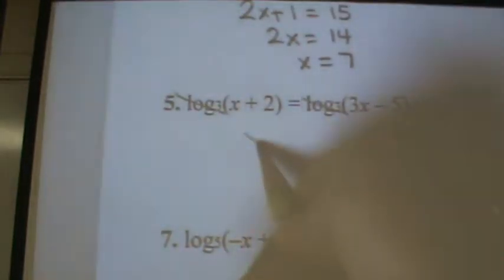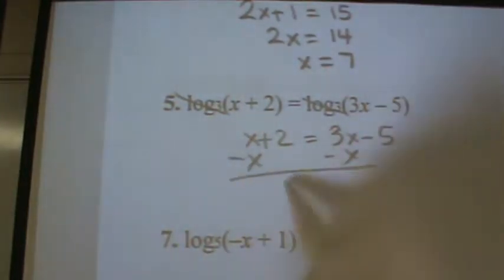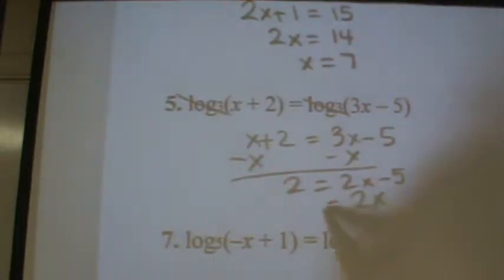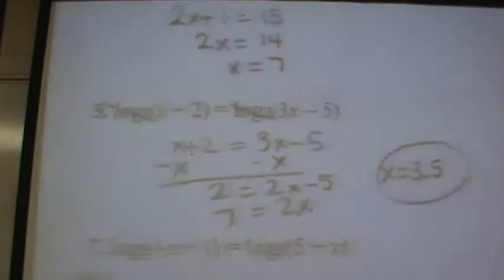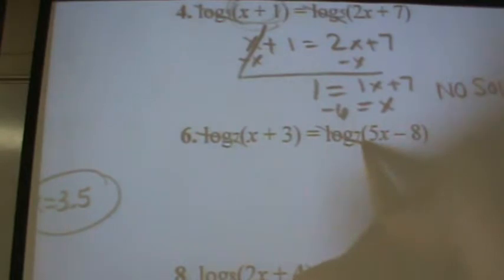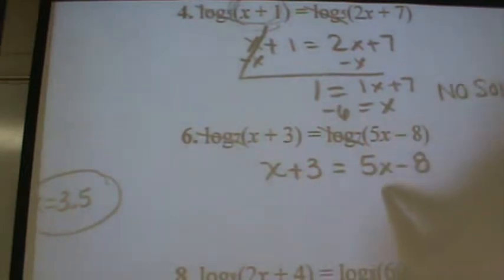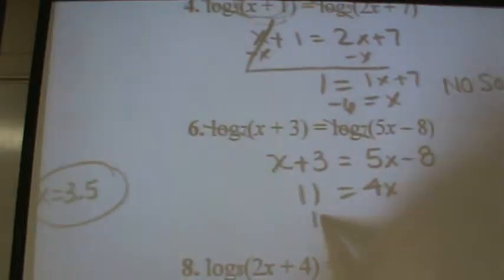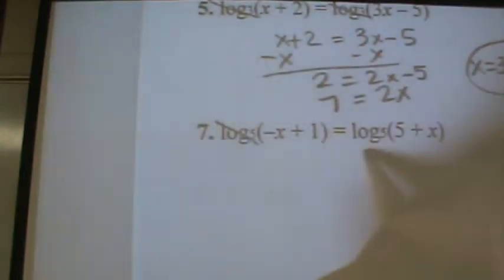Cross log base 3s out, you have x plus 2 equals 3x plus minus 5. Subtract x. So add 5. And divide by 2, so you get 3.5, and it works. So 7 over 2 is 3.5. Number 6, cross these log base 7s out. Subtract an x here, you get 4x. Add 8, you get 11, so you have 11 fourths. And it works. Number 7, cross log base 5s out.